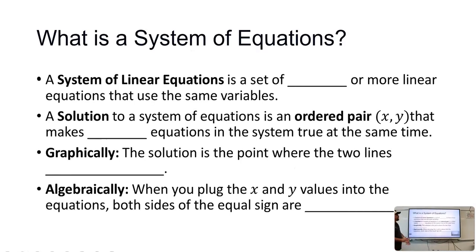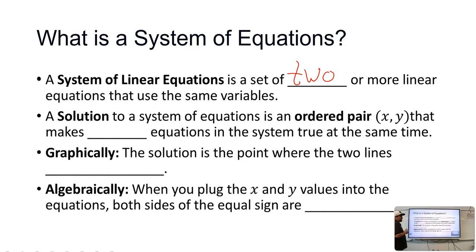So here is some vocabulary. What is a system of equations? A system of linear equations is a set of two or more linear equations that use the same variables. All right, so you'll see an example mathematically in just a sec.